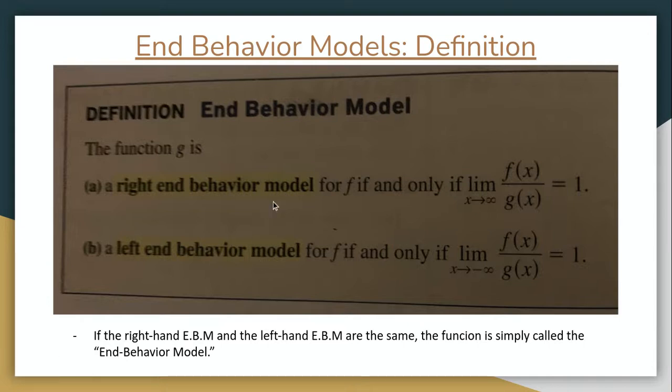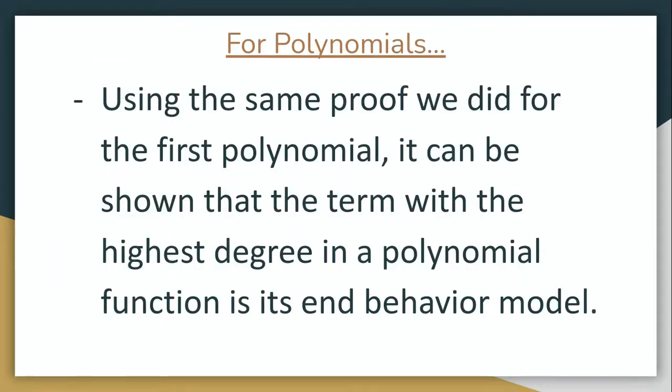Additionally, if the right end behavior model and the left end behavior model are the same, we just call the general function an end behavior model. All right. So for polynomials, using the proof we did for the first polynomial, the same logic, we can show that the term with the highest degree in a polynomial is its end behavior model.